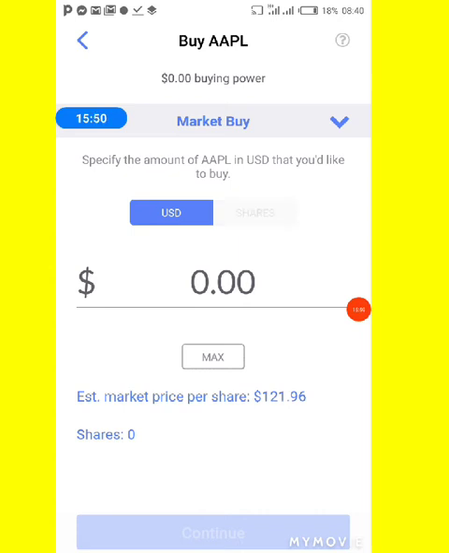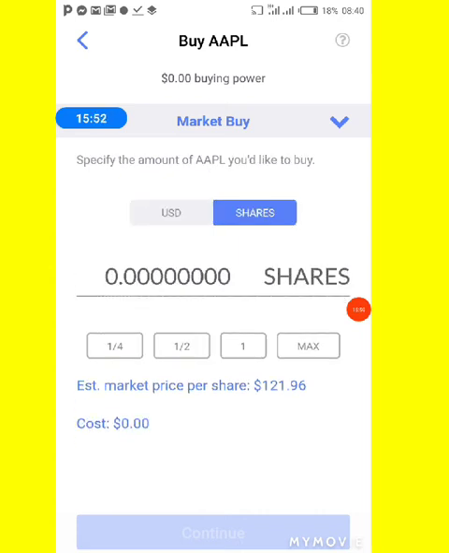Now, if you click on shares, let me explain the difference between the two icons here, the USD and the shares. If you click on shares, you notice that for you to buy one share in the company, you need about $121.96 to own one share in Apple. Now, let me explain this further.